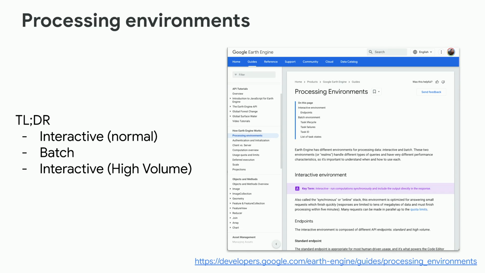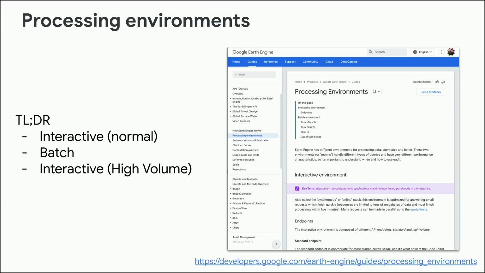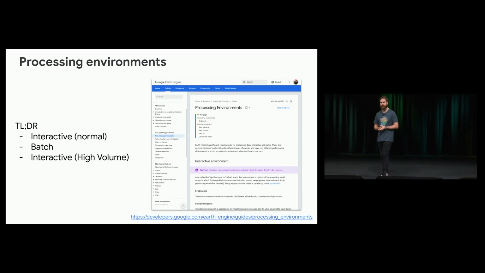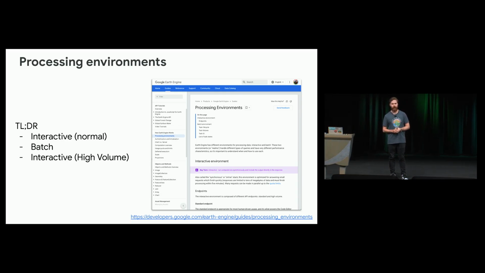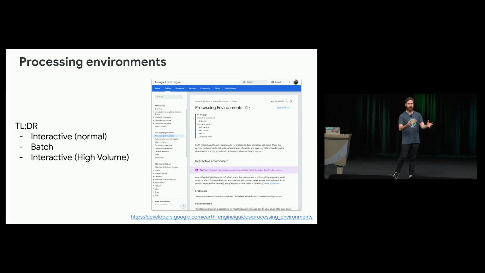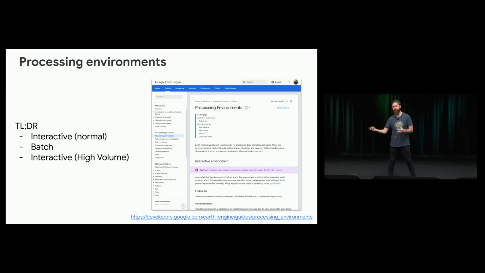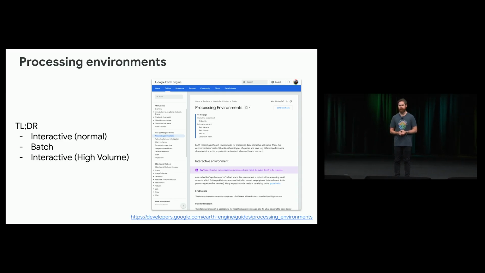The documentation that I would love for you to read is a page called Processing Environments. We didn't know what else to call it. We call these, respectively, stacks. We have the interactive stack, the batch stack. You'll sometimes hear us refer to the online environment or the offline environment. These are just different terms that we have for talking about the different pieces of Earth Engine.